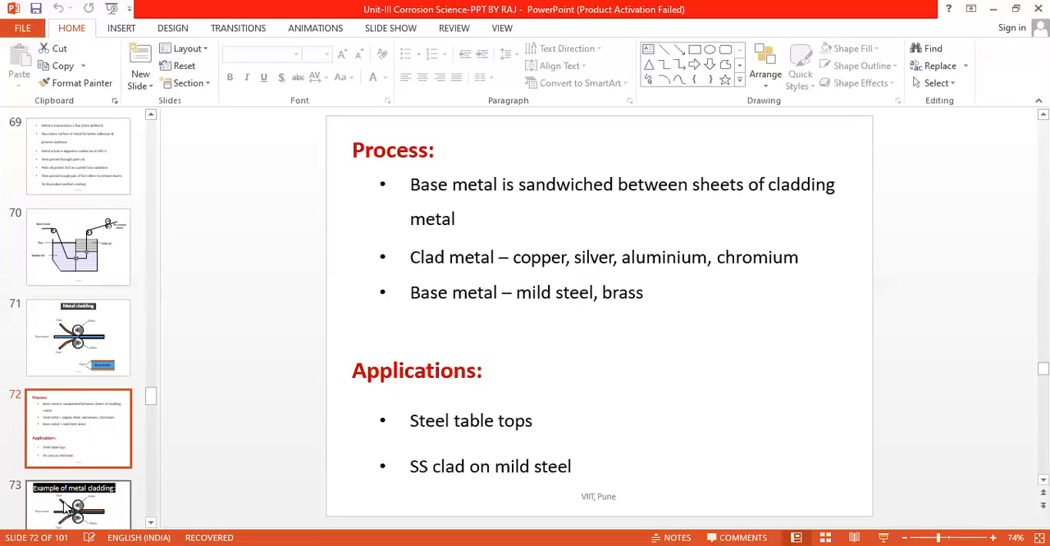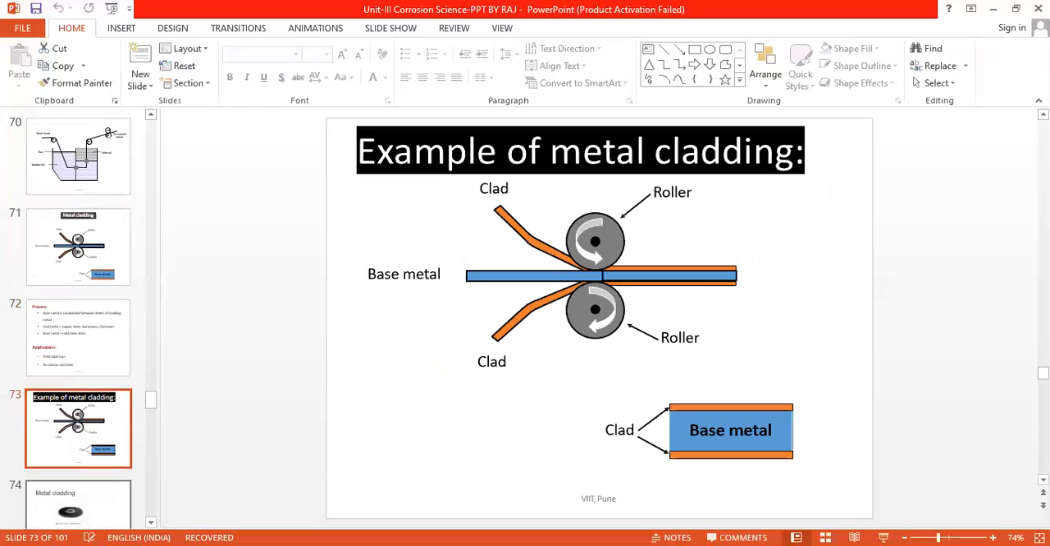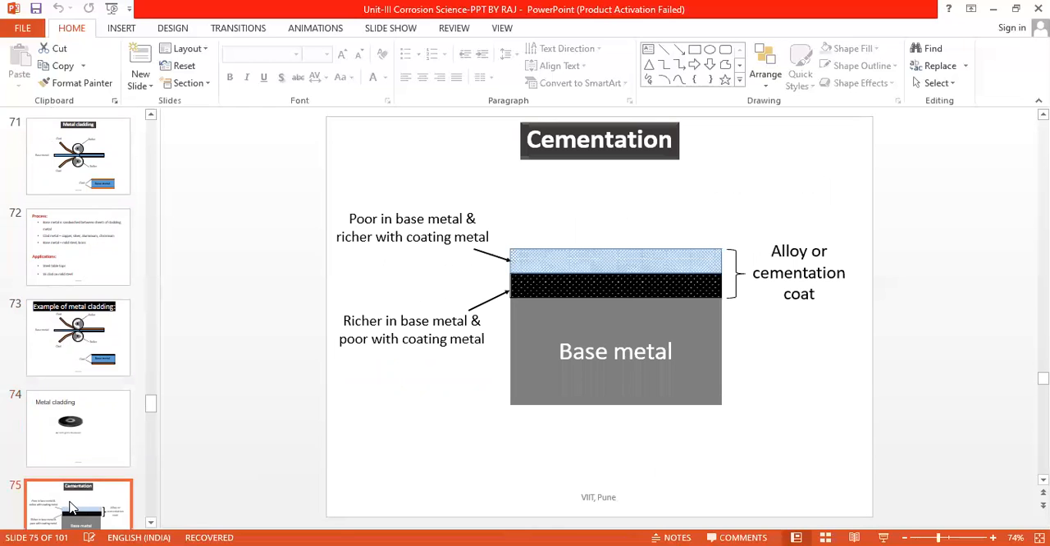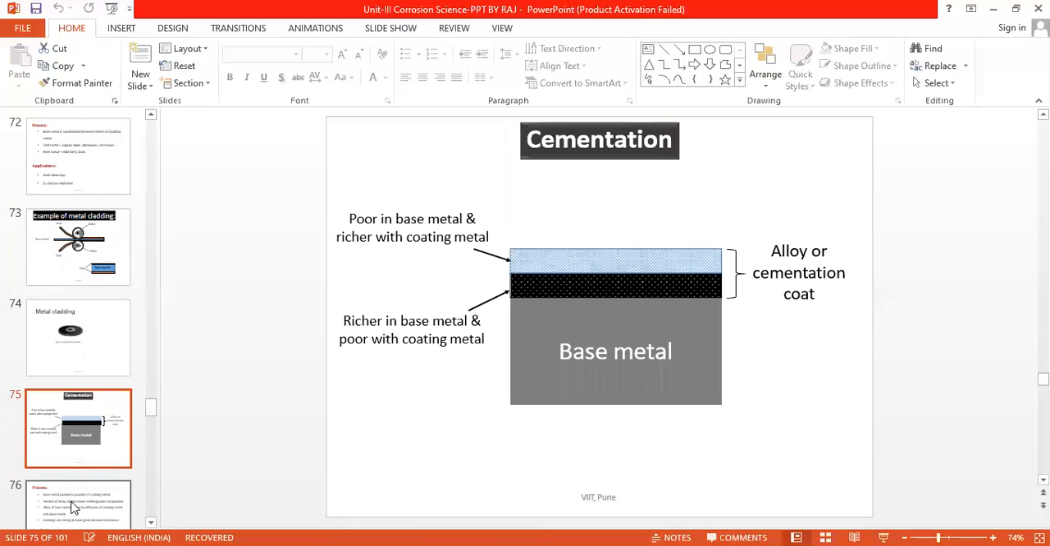Application: steel tabletops or stainless steel clad on mild steel. The examples of the metal cladding: aircraft grade duralium, which is a cladded material. Now the next method is cementation.